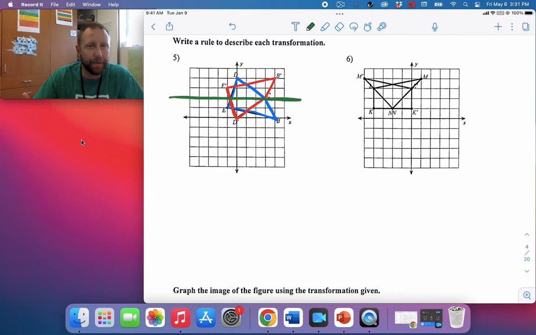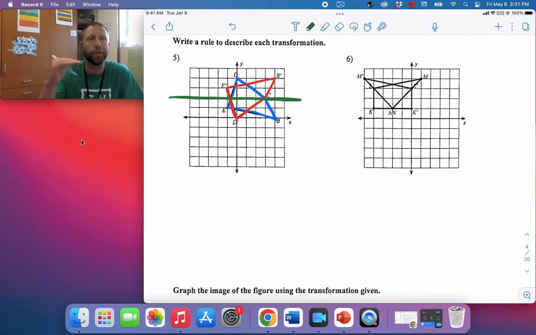How do I know it's that line right there that they got reflected across? Because I can count, starting here on the right hand side, from B prime to that line, 1, 2 spaces. From B to that line, 1, 2 spaces, right? I see it's the same number of spaces for E prime and E, and for D prime and D. And of course C stayed right where it was. So that's how I know that that's my line of reflection.